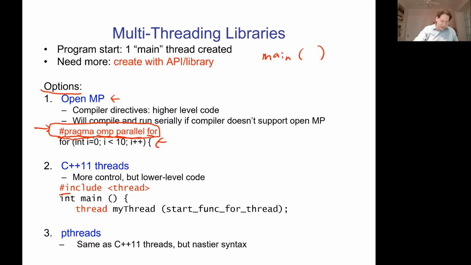You include the threading header. So you include thread. And then you do things like this. In my main function, for example, I could say, I want to make a variable of type thread. So that's defined in this header. You give it a name. So this is just a variable, my thread. And its constructor takes the name of a function.